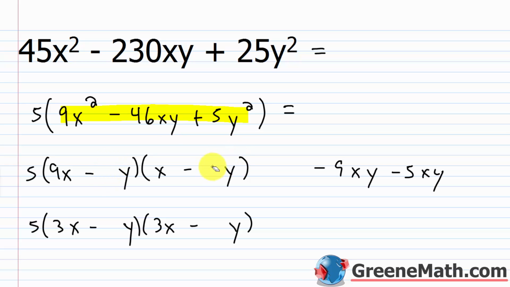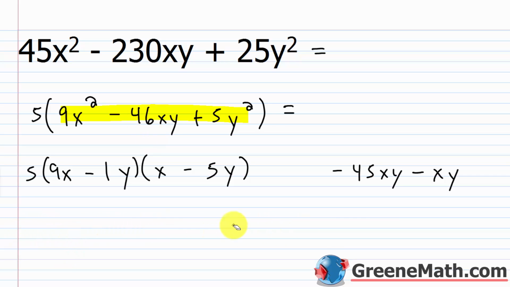I can switch the order and put 5 here and 1 here. Now the outer would be negative 45xy, and the inner would be minus xy. If we sum these, we do get negative 46xy, so we don't even need to check this. We can get rid of that. So we've correctly factored this. We get 5 times the quantity 9x minus y times the quantity x minus 5y.